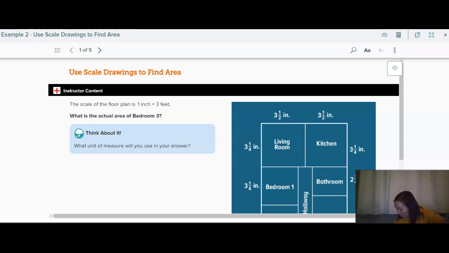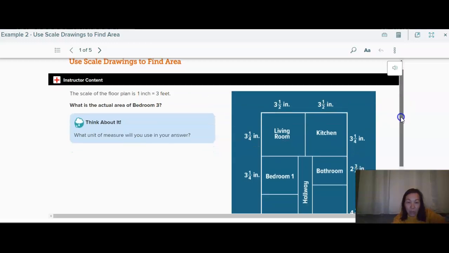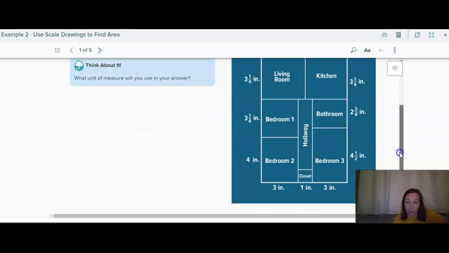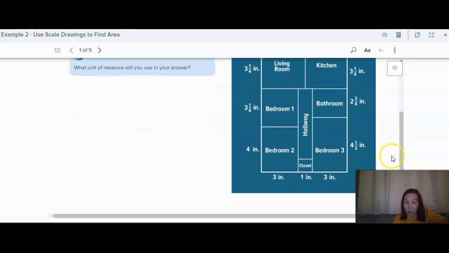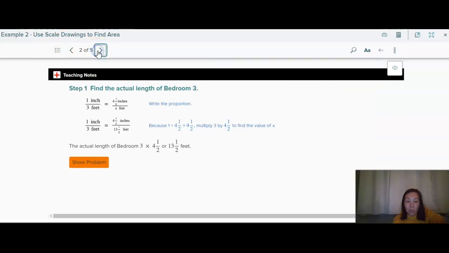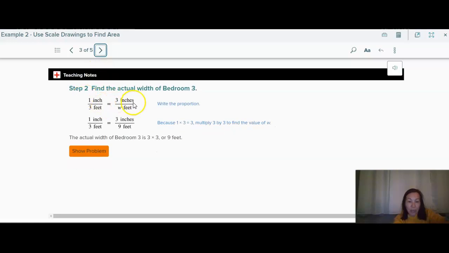Let's do another one together here. If I want to find the area of bedroom 3 here, 1 inch is equal to 3 feet. So let's look at bedroom 3. Bedroom 3 is right here, and it's 3 inches by 4.5 inches. Well, 1 inch is 3 feet. So let's find the length of the bedroom. If 1 inch is 3 feet, then 4.5 inches, we'll just multiply that by 3 to get 13.5 feet for the length. Now we have to find the width. If the width is 3 inches, 3 times 3 gives us 9 feet for the width.